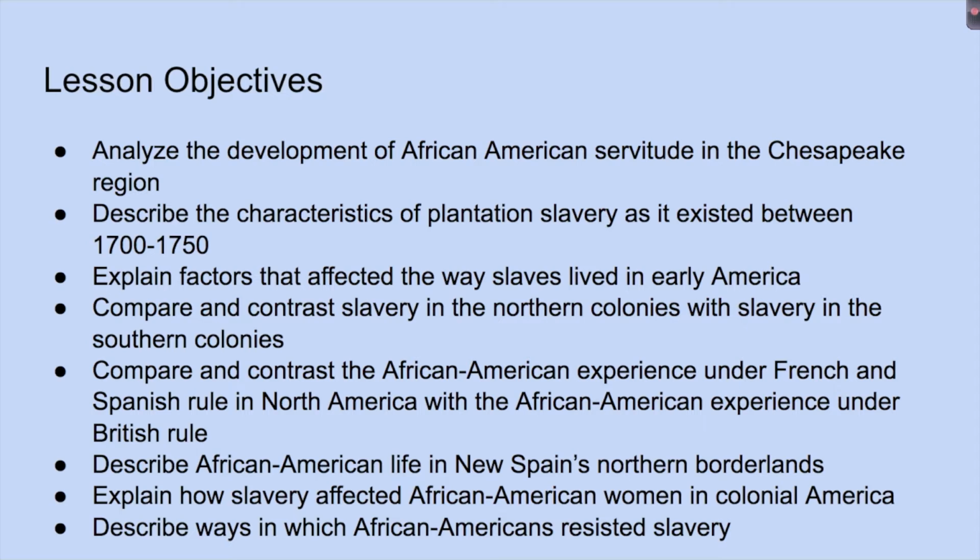And we will compare and contrast the African American experience under French and Spanish rule in North America with the African American experience under British rule. We will describe African American life in the northern borderlands of New Spain. We'll explain how slavery affected African American women in colonial America. And then we will describe ways in which African Americans resisted slavery. So, a lot in this lesson.